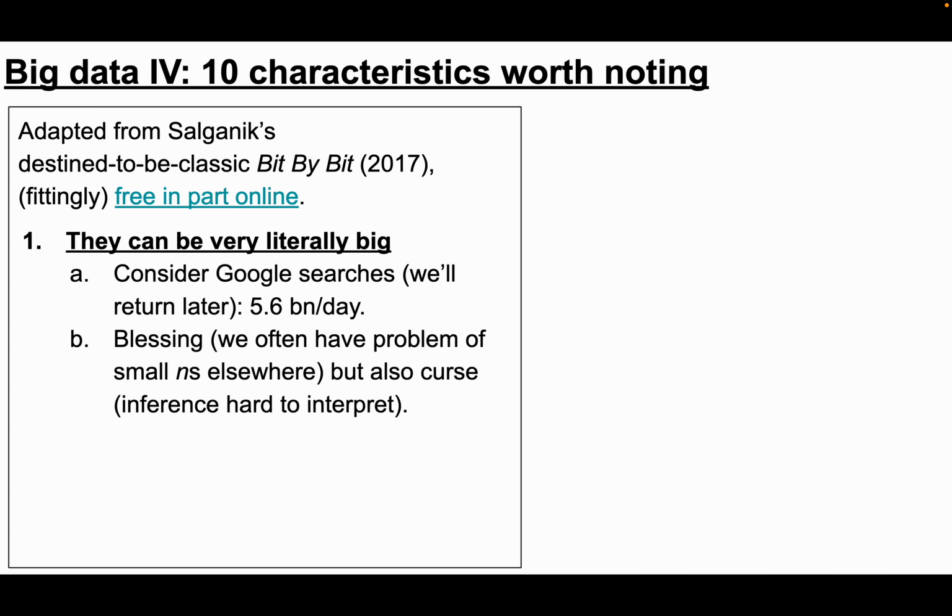There's a blessing of this, which is that we often elsewhere have the problem of small n's. Here we obviously don't. But there's also a curse. So the inference can sometimes be difficult to interpret. For instance, if we're thinking about calculating descriptive or analytical statistics, especially inferential statistics, like what does a confidence interval mean when you have the entire population of data?